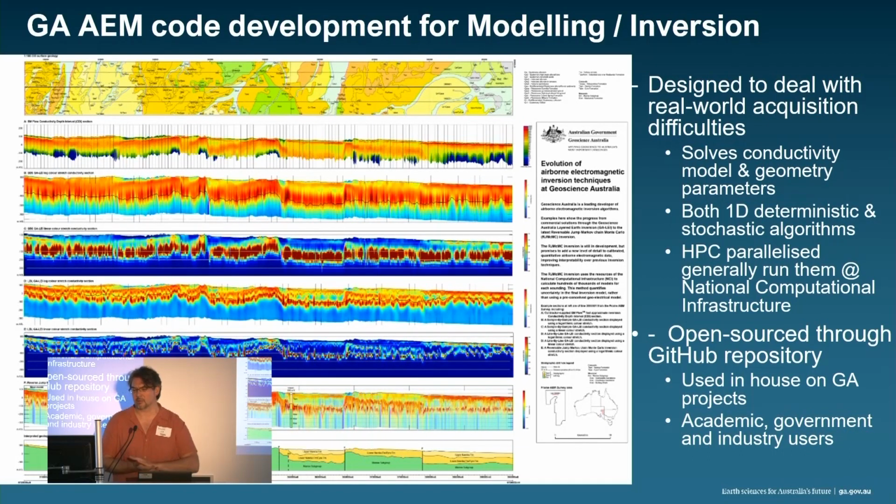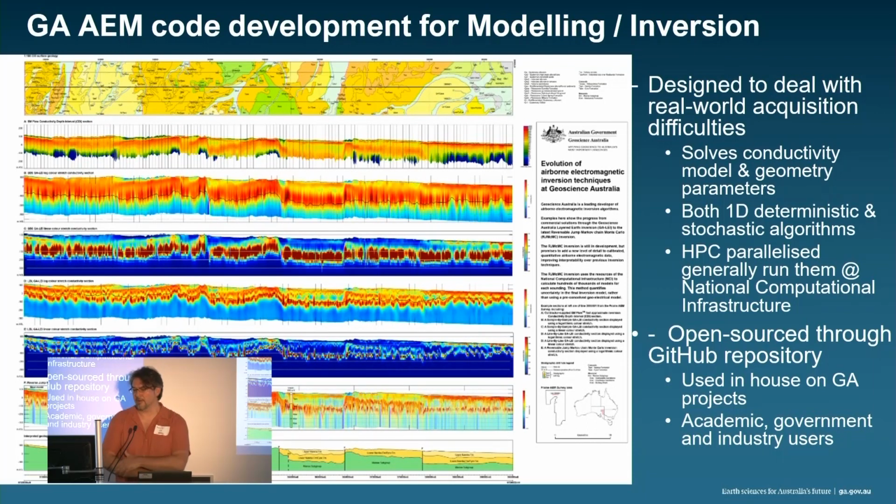Most of our codes are 1D, which means we assume that the Earth varies vertically, but within a footprint that is determined by the geometry of the aircraft. And that holds true for about 90% of the cases.